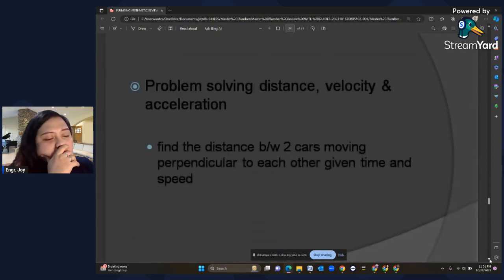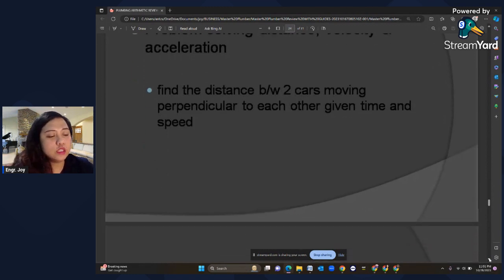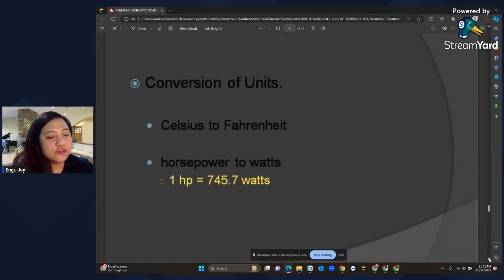So, problem solving: distance, velocity, and acceleration. Find the distance between two cars moving perpendicular to each other given time and speed. So, conversion of units: we have Celsius to Fahrenheit, horsepower to watts.